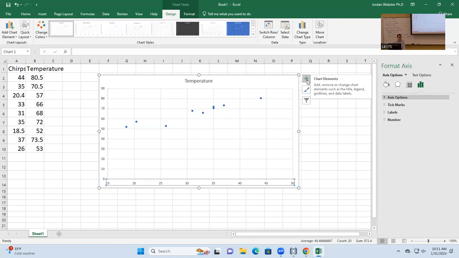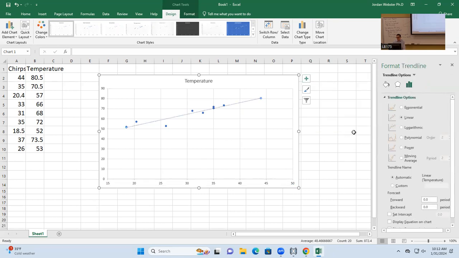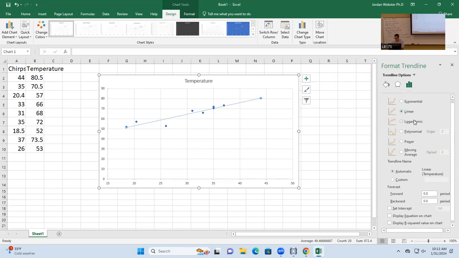But here's what you do. You say, I want to figure out the trend line. So the least squares regression line is called the trend line. And the best way is just to go to more options and say, I want a linear trend line, just a line. And then if you say, let's display the equation, it'll give you the line of best fit.